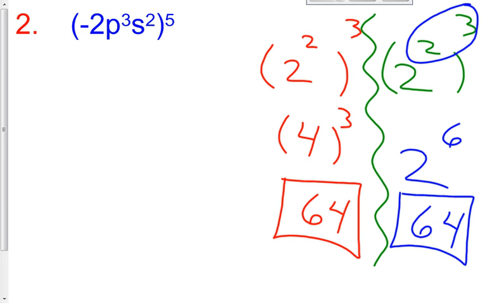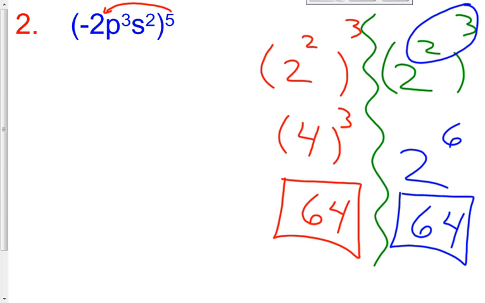Now, using that information, we're going to apply that to monomials. So once again, our coefficient, we're going to do what's actually written. We're going to say it is a negative 2 raised to the 5th power. So a negative 2 times a negative 2 is a positive 4.